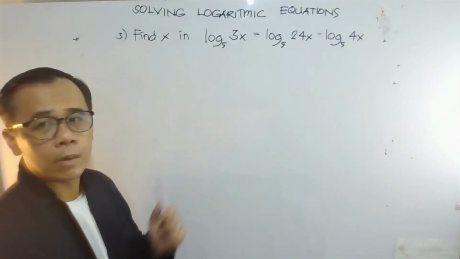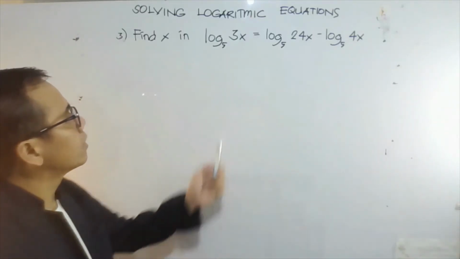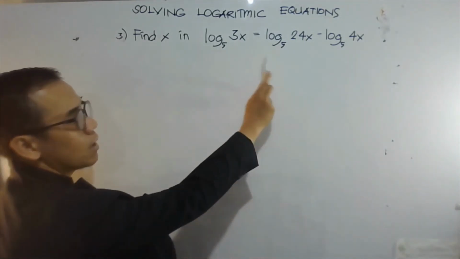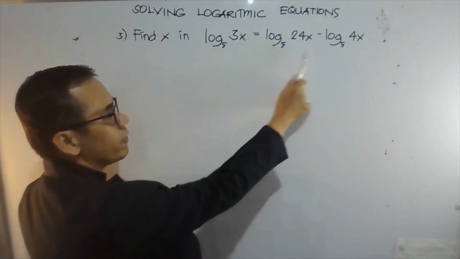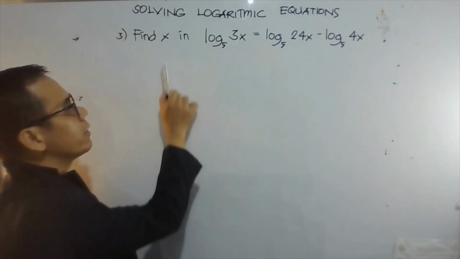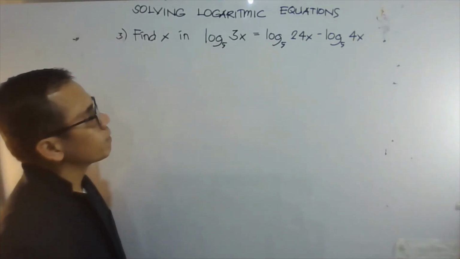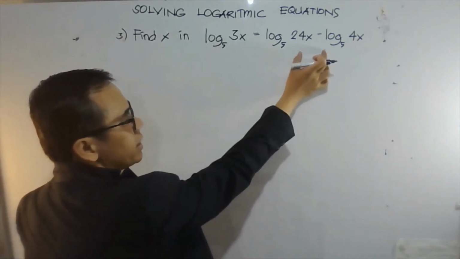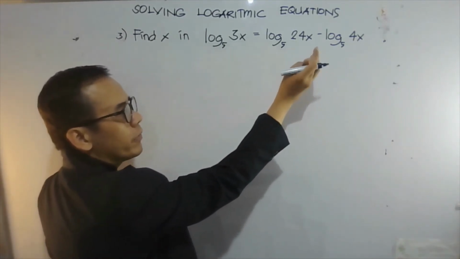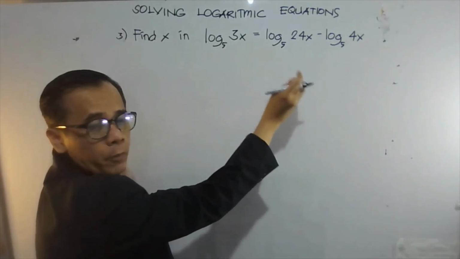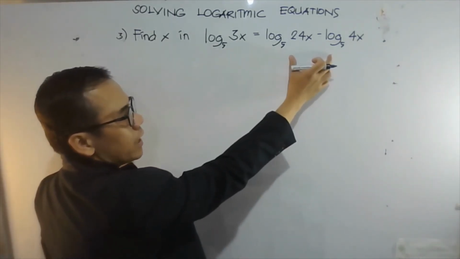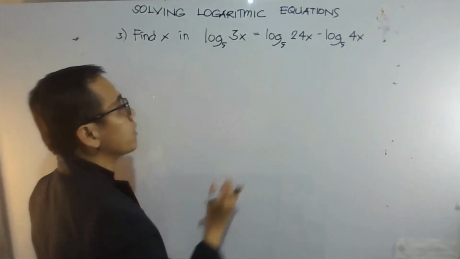For our example number 3, we have this given. Log of 3x base 5 is equal to log of 24x base 5 minus log of 4x base 5, and we are asked to find the value of x. As you can see, we have here subtraction. So this is the expansion of the quotient rule, property number 6. So we have to condense this expression into a single logarithm.